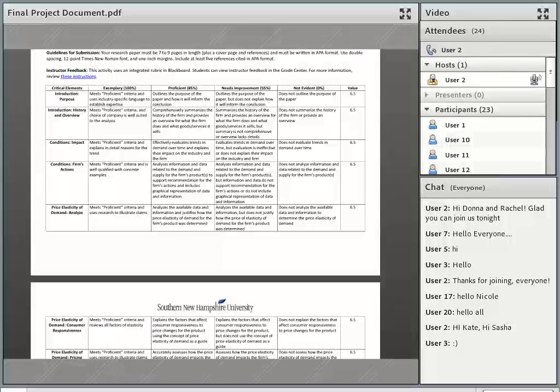The next one is about your company choice, and that's kind of already chosen. So there's not much to say there for the history and overview. For conditions and impact, this is one of those ones that I mentioned is really just adding some more detail. The next one, under supply and demand conditions for the firm's actions, is, again, giving well-qualified and concrete examples. You'll notice that that's a pretty common occurrence.